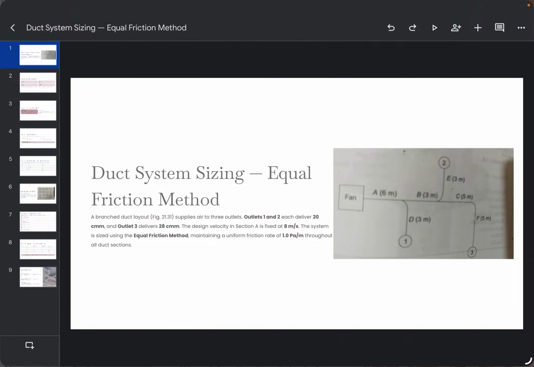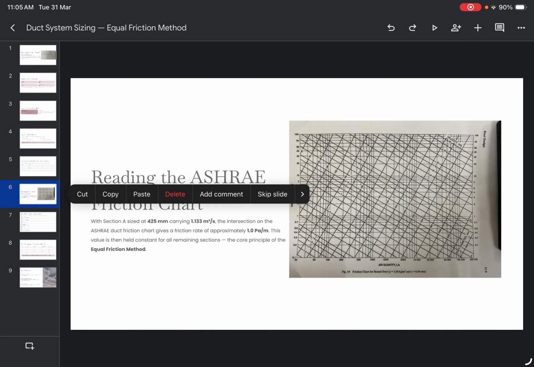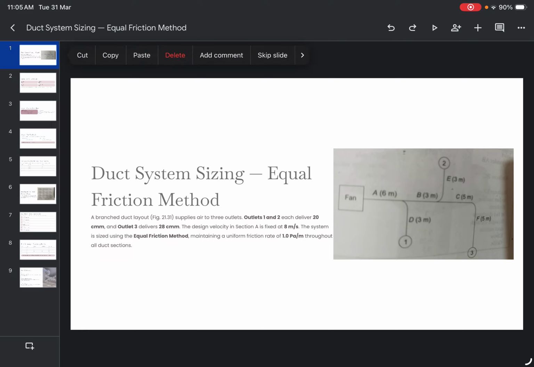Okay, so look at this. This way, if you go on doing it, you will ultimately get the diameters, and once you get the diameters, that is called duct sizing. So duct sizing is very simple if you have the friction chart with you, and especially with round ducts, it is fairly straightforward.